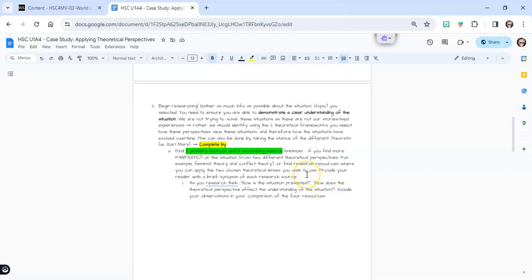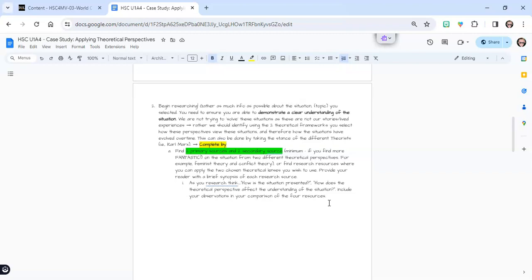You need to find research and resources where you can apply these 2 chosen lenses you wish to use, and provide your reader with a brief synopsis of each research source. So I'm your reader. You're going to be writing it in a way as if I have no clue what the heck you're talking about. So as you research, really think of how is the situation presented? How does the theoretical perspective affect the understanding of the situation? And include your observation in your comparison of the 4 resources.